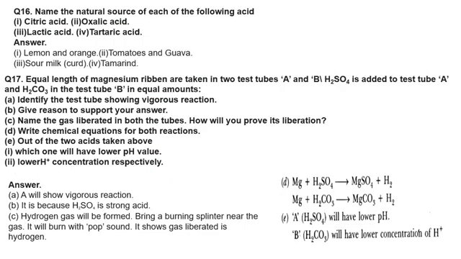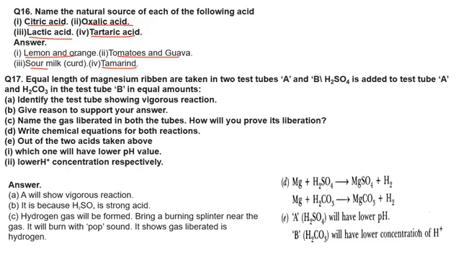Question number 16, name the natural source of each of the following acids. This can come for the 1 marker, children. Citric acid, lemon and oranges; oxalic acid, tomatoes and guava; lactic acid, curd; and tartaric acid, tamarind. So T for tartaric acid, T for tamarind. So this is how you can learn. This type of question can come for 1 marker.